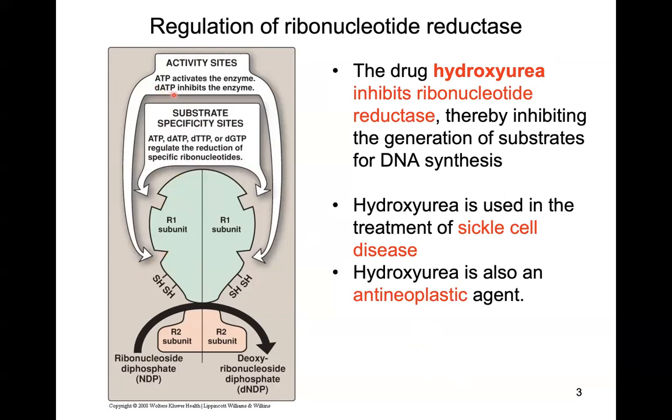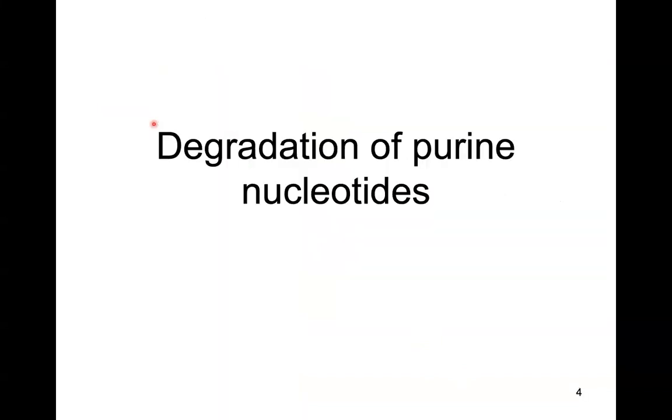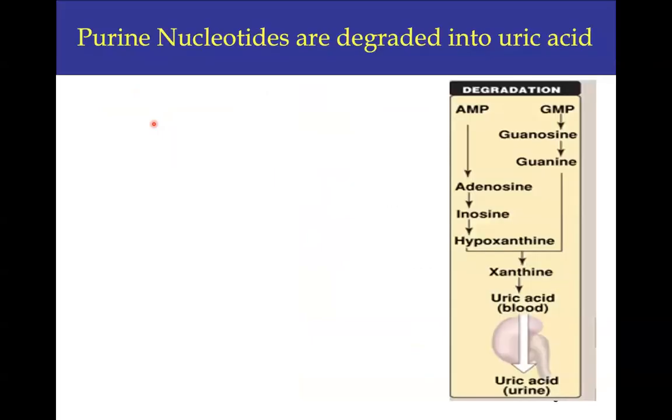If there's an excess of dATP, that will inhibit the enzyme. All right, that's it for the DNA part. Now we're coming to the degradation of purine nucleotides themselves.